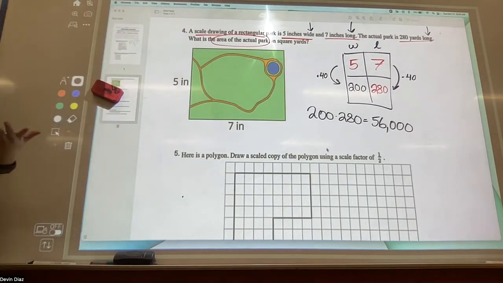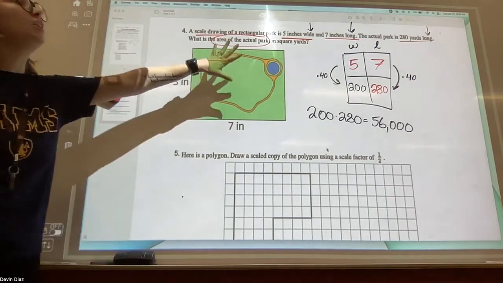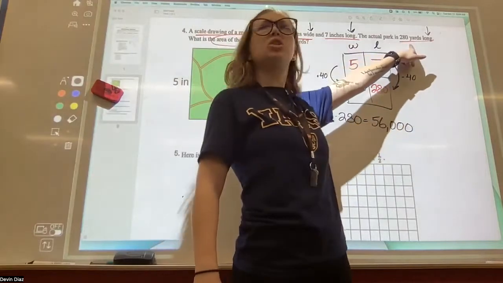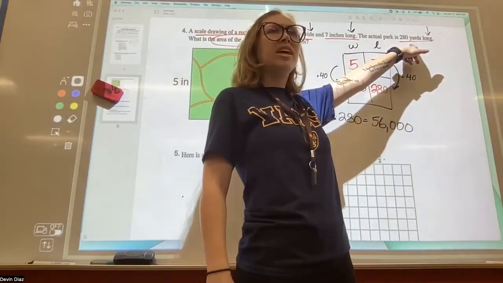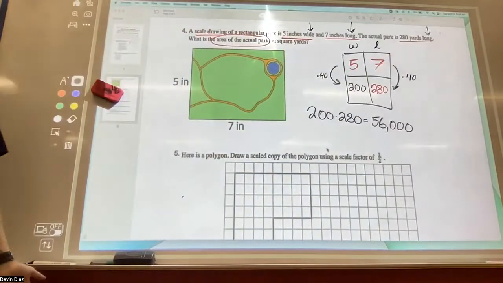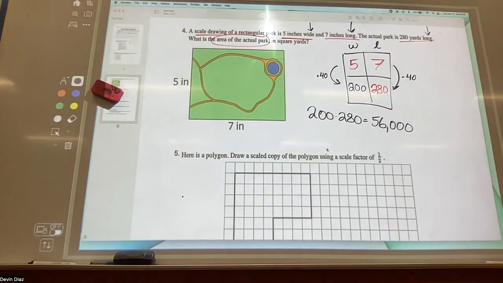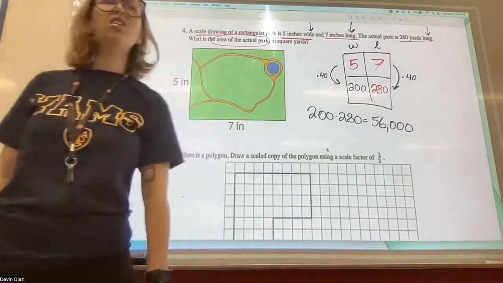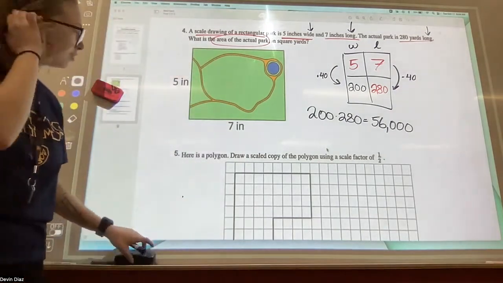Think about things that make sense. Especially, guys, if you're getting 35, we can't have 35 if the actual park is 280 long. Can our area be smaller than one of our sides? Yeah. Can our area be smaller than one of our sides? No, our area can't be smaller than one of our sides.